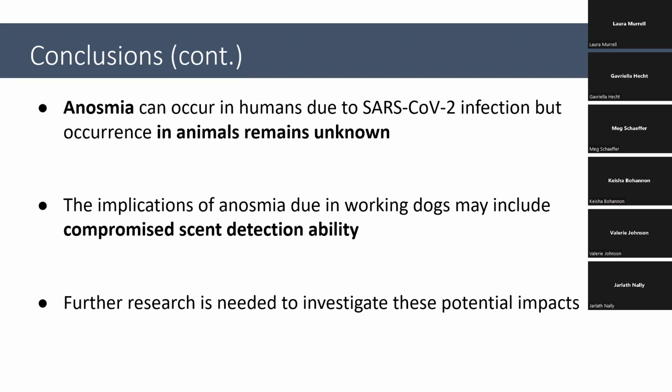Anosmia, which is the partial or full loss of smell that can be either temporary or permanent, is known to occur in humans due to SARS-CoV-2 infection and following infection. However, anosmia due to SARS-CoV-2 infection in animals remains unknown. The implication of anosmia in working dogs may include compromised scent detection ability, which would jeopardize many areas of public health and safety. For these reasons, further research is desperately needed to specifically investigate these potential impacts.